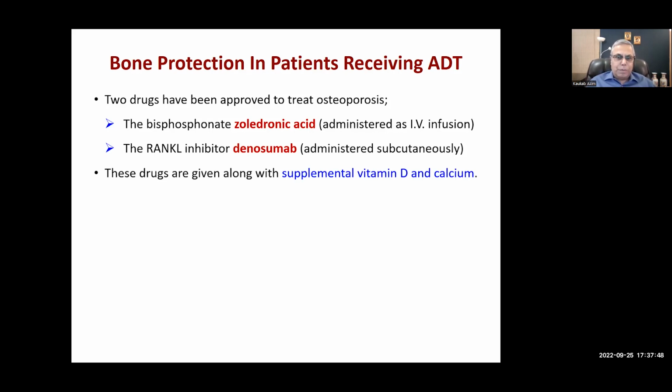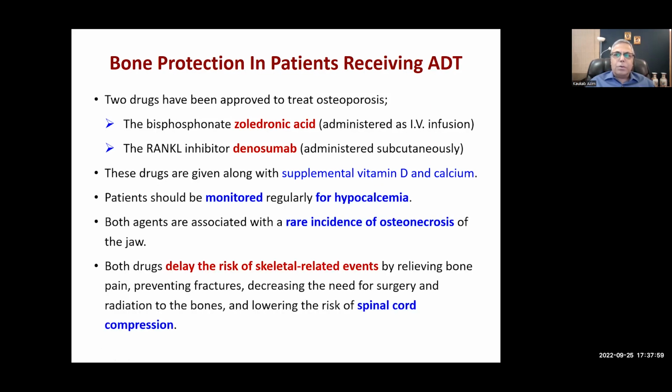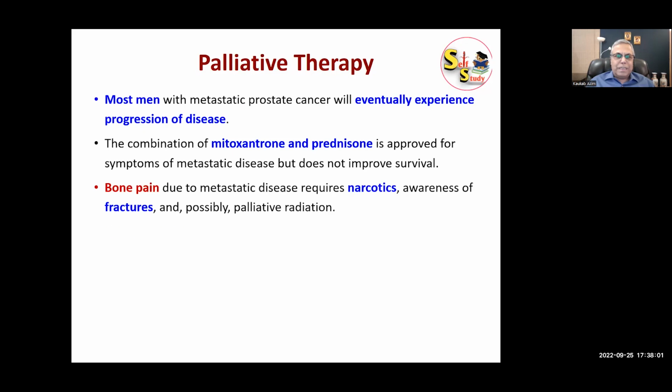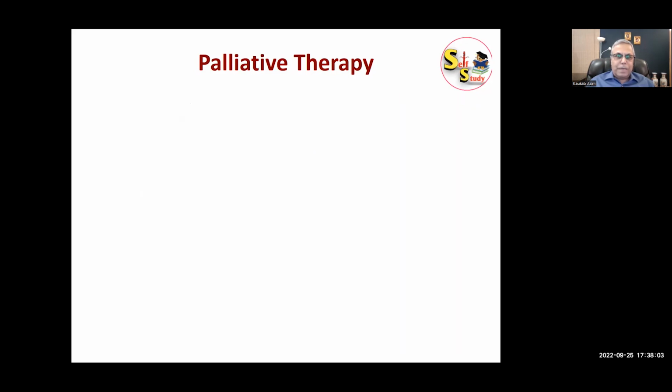For bone protection, I said we give bisphosphonate or denosumab, a monoclonal antibody. We give this therapy in other cancers, and you have to give supplemental vitamin D and calcium, okay? So that is all. Rest is for your self-study, just 4 or 5 slides.